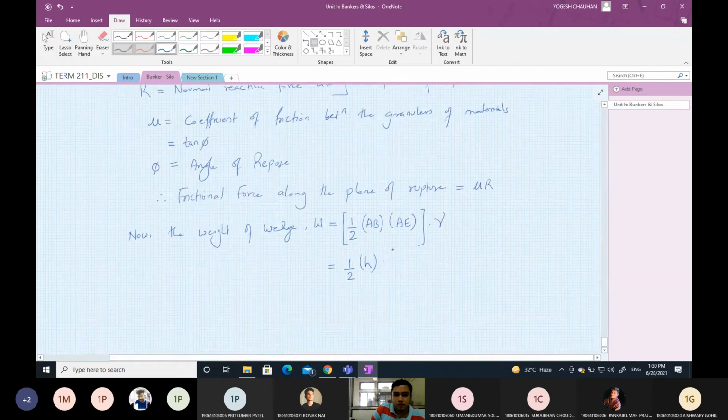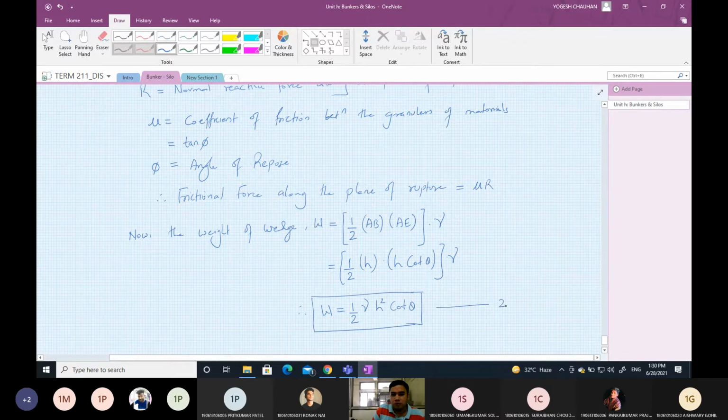So that will be H cot theta multiplied by gamma. So therefore W is equal to 1/2 gamma H square cot theta. Mark this as number 2.